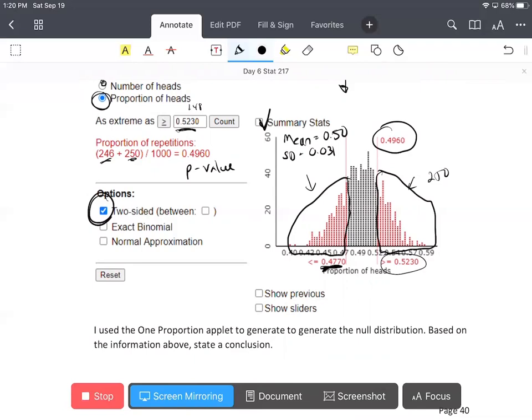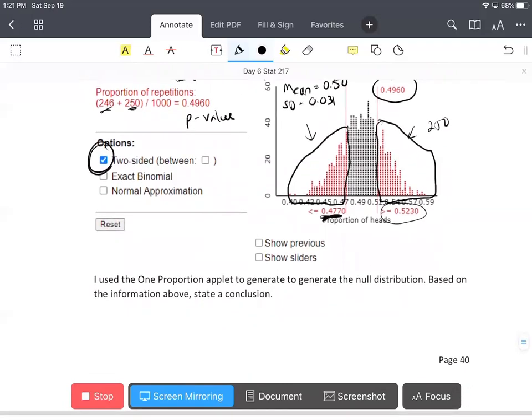Now remember, at Cal Poly, we love to learn by doing. So take advantage of the applets, play with them. It'll help you really get a sense for how this is really working. So I used, like I said, that one proportion applet to generate this null distribution. So this is just what would happen if it was by random chance.